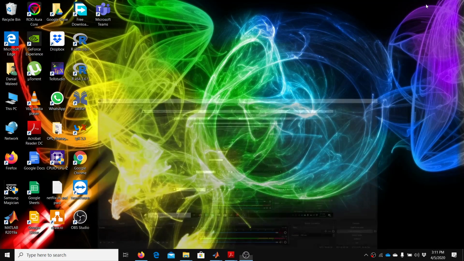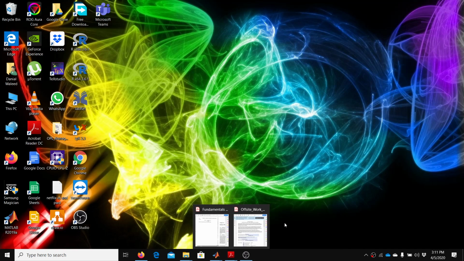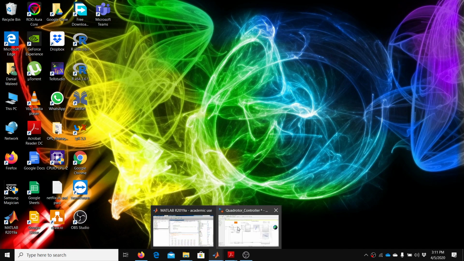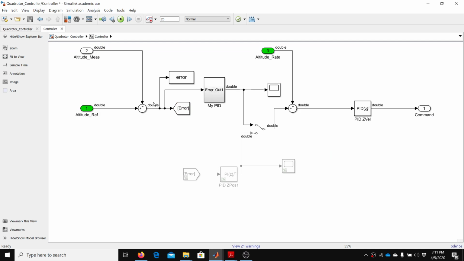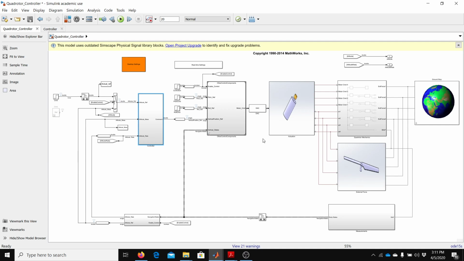If you do remember, the main objective of our project is to do altitude control using a genetic algorithm. And in the last few videos, I've shown you my quadcopter system and how the controller is being used to control the altitude of the quadcopter. In this particular video, I'm not going to show you a lot of simulation because it just takes a lot of time.